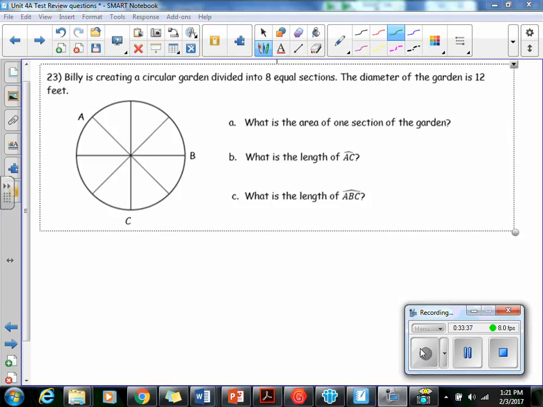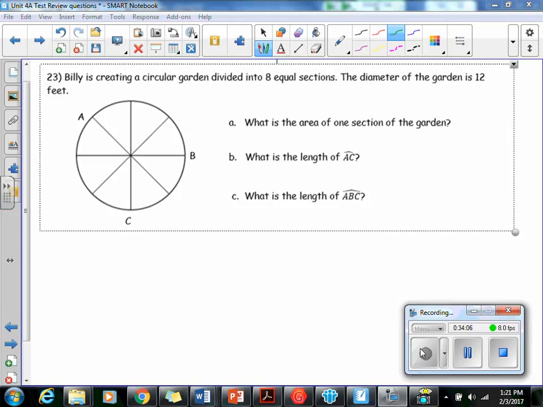Well, in order to do that, you need to know 2 things. You need to know the measure of the arc in degrees, and you need the length of the radius. So they didn't give you the measure of the arc, and they did give you something you can use to get the radius. But think about a circle. How many degrees are in every circle? 360.